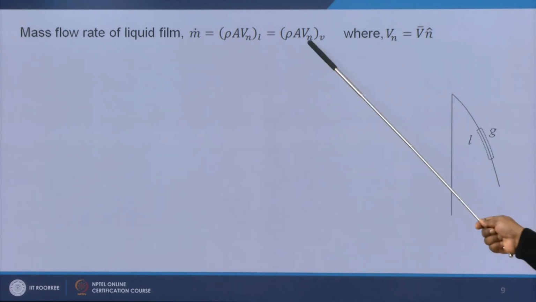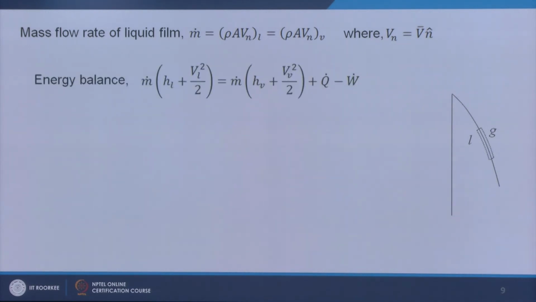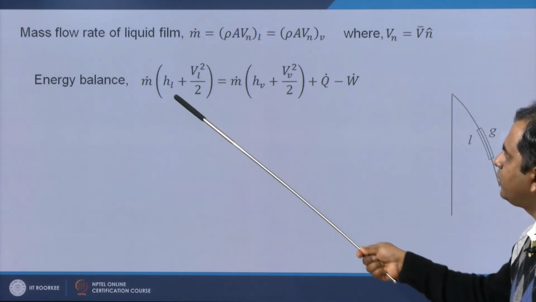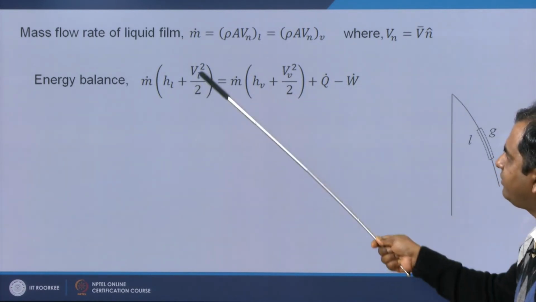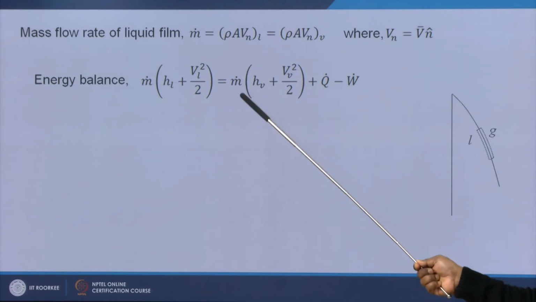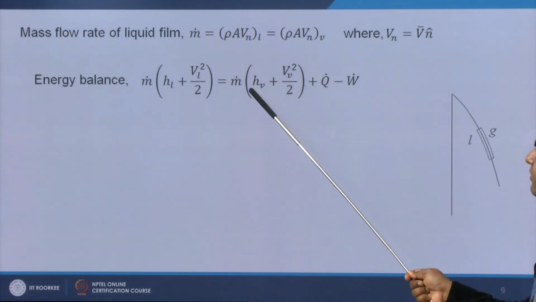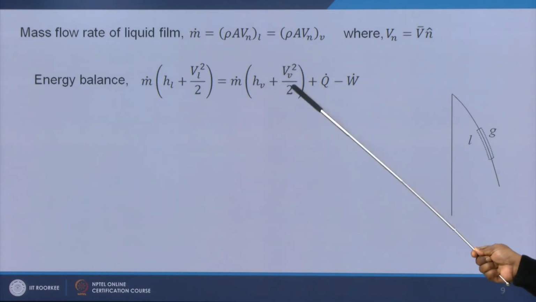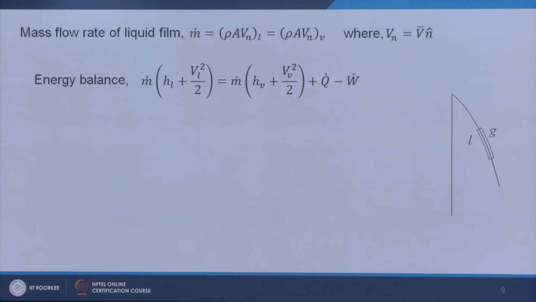If we take this mass flow rate and go for the energy balance, then whatever we get from this side is m dot times (h_L plus V_L squared by 2). Here h_L is the enthalpy of the liquid side and V_L is the velocity of the liquid entering the domain. This equals m dot, the same mass flow rate, obviously, which is why we have taken it on both sides, times (h_V plus V_V squared by 2), where h_V is the enthalpy of the vapor side and V_V is the vapor velocity.